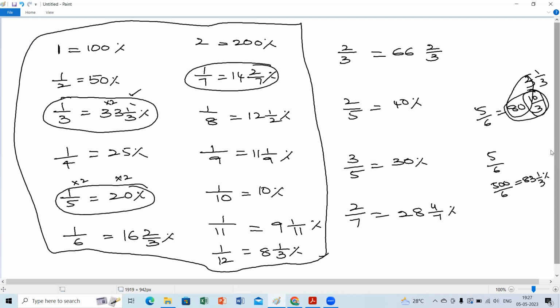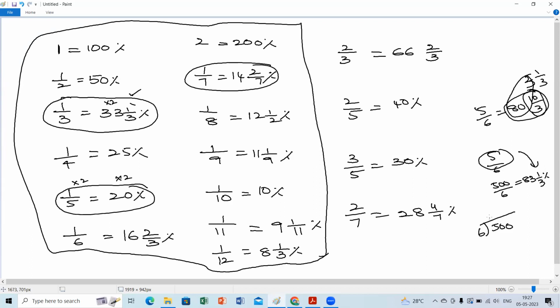Ma'am, I think it is 5 by 6. The answer will be? I think it will be 5 by 6. No, ma'am, only the 5 by 6 fraction we are converting into percentage. We should check that now, ma'am. I think it's correct. Yes, you can check.